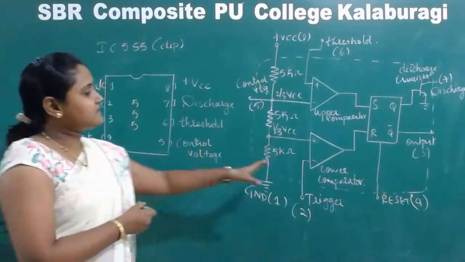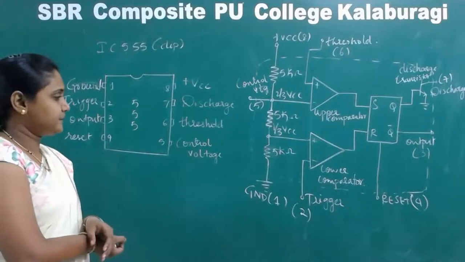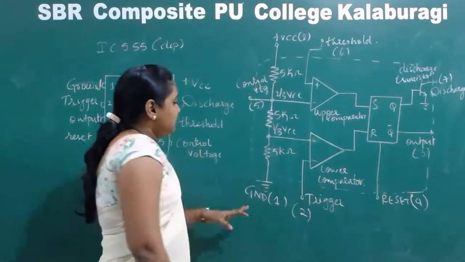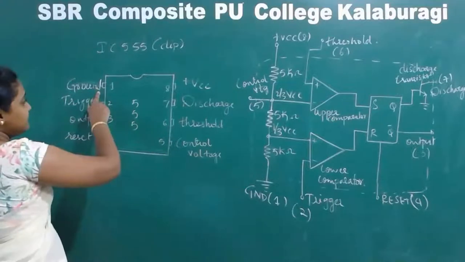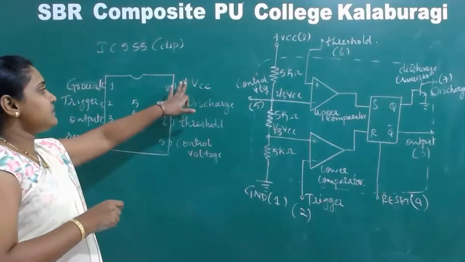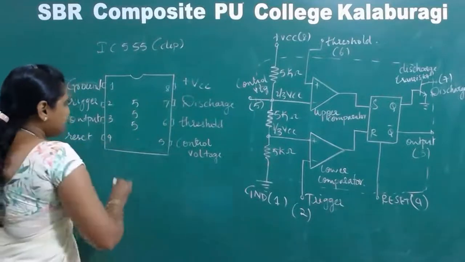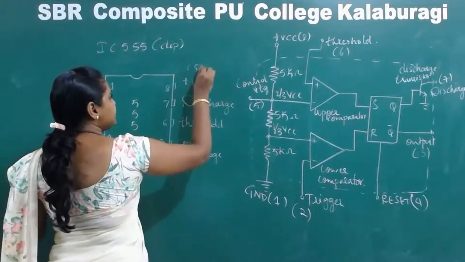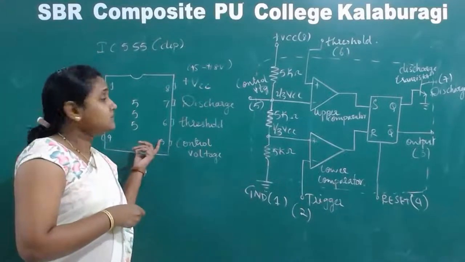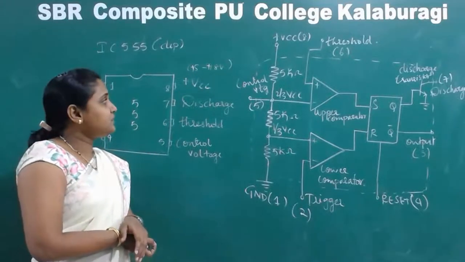So now, with reference to this, we can see how each pin is going to work. Ground, I have told you, pin number 1 has to be connected to 0 volts, that is ground. Okay, I will come to the VCC. VCC is the required voltage, plus 5 to 18 volts, for the operation of the timer, the required voltage for the 555 timer to work.